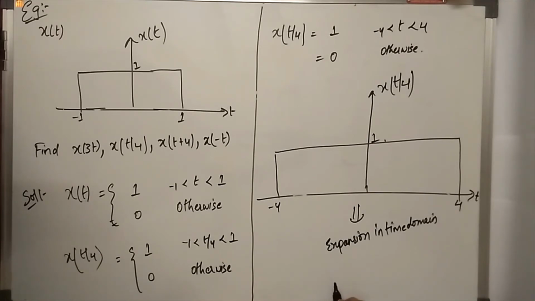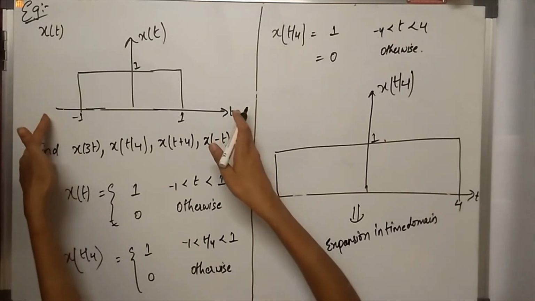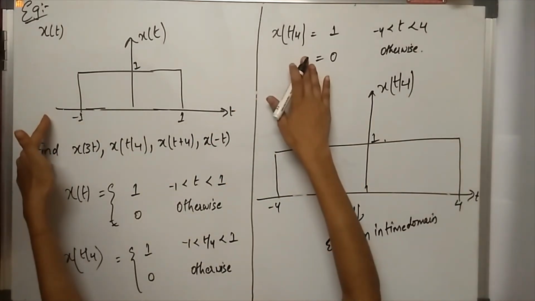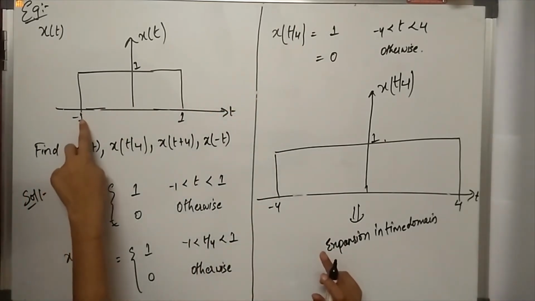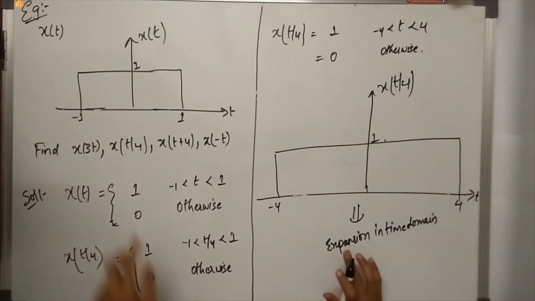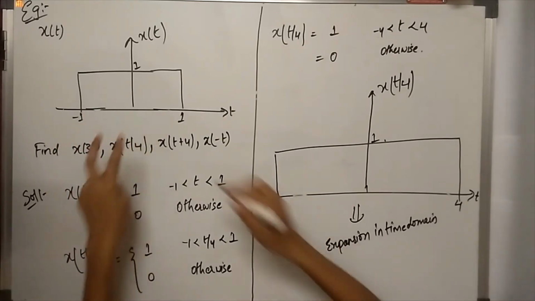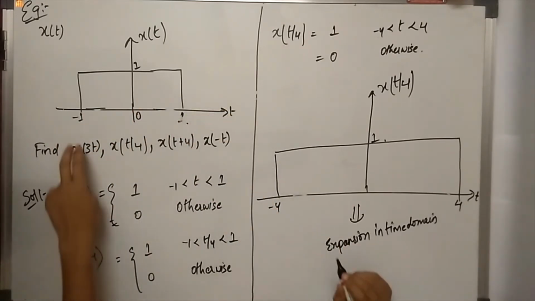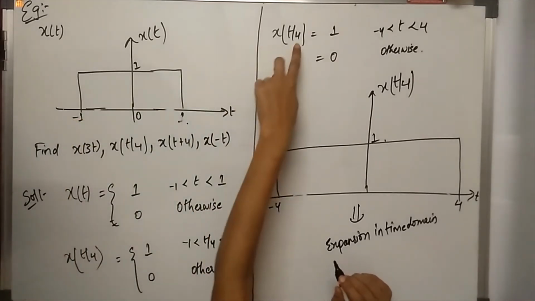What is the second observation? If signal x of t is given, and I ask you to find x of t by 4, all I need to do is multiply the x-axis of x of t by 4 to get the x-axis of x of t by 4. On the x-axis, I have minus 1, 0, and 1.